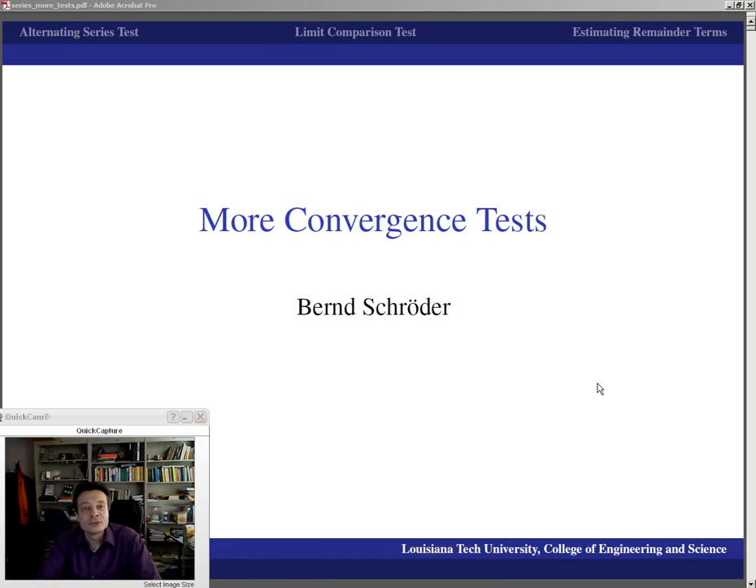The first presentation on convergence tests was deliberately geared towards getting to the ratio test as fast as possible so that we could talk about power series. This is the second presentation on convergence tests.